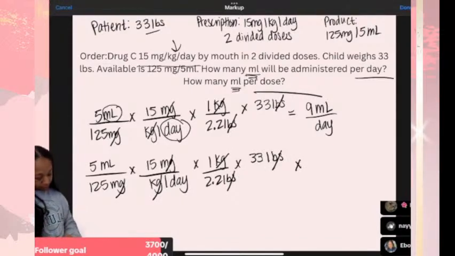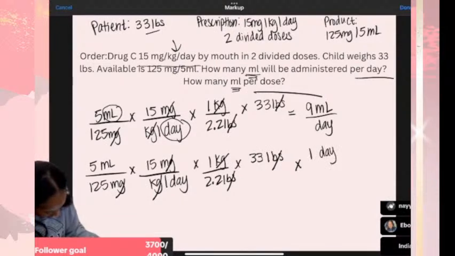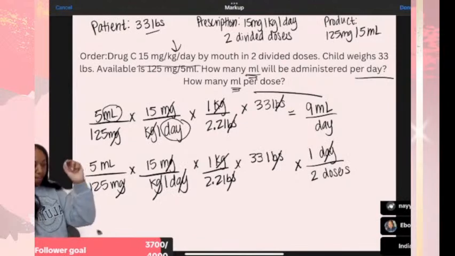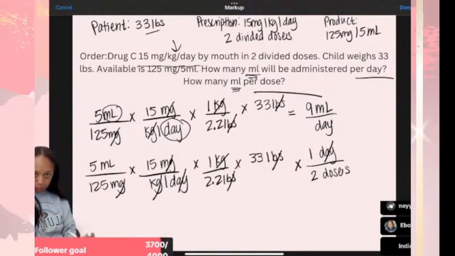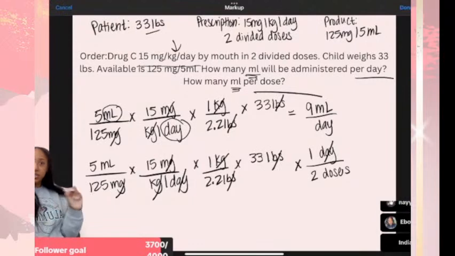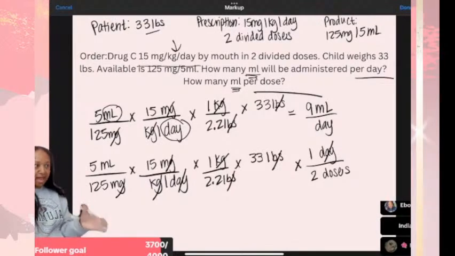Okay, so we want to know about the doses, right? Per dose. So in 1 day, there are 2 doses. So you see day crossed out, and you got milliliter over dose. Y'all see what we did there? And how you have to pay attention to what the order says. And when it says every 8 hours or TID, QID, Q6, Q4, that part matters. But it matters in what the question is asking you.